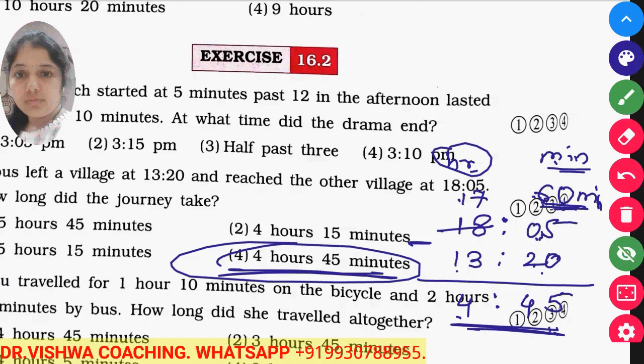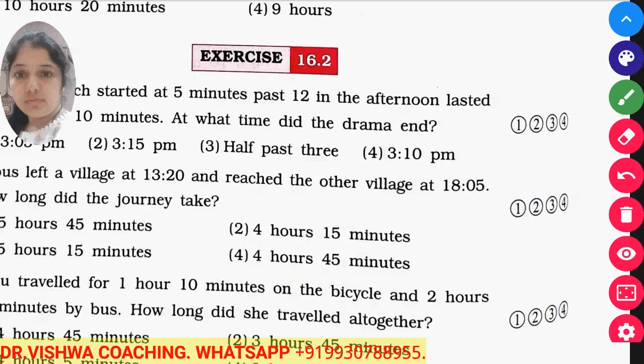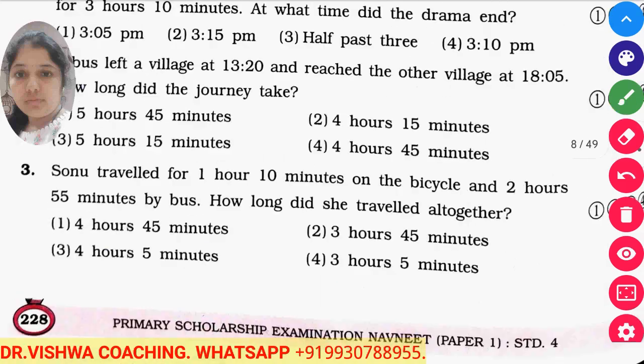Again I will explain. Whenever we do subtraction, what we have to do? We have to take out 1 hour from the hours and write that time of 1 hour here as 60 minutes in the minutes position. Now the smaller number is added to this 60 minutes and the bigger number is subtracted. So you subtract 20 from 65, and you get the answer 45 minutes, and 17 minus 13 becomes 4. So 4 hours 45 minutes the bus takes to reach the other village.